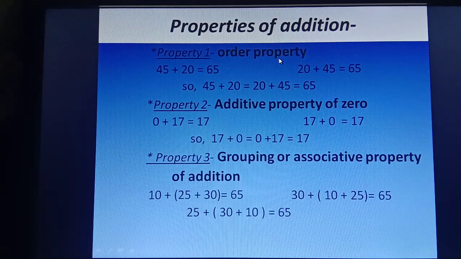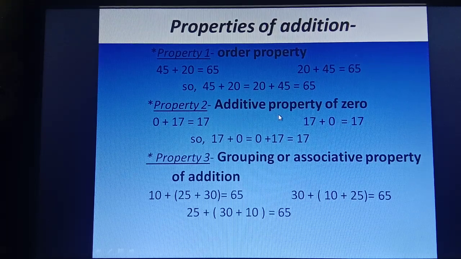Next, property 2, additive property of 0. Whenever you are adding 0 to any number, the answer will be the same. If you are adding 0 plus 17, the answer will be 17. Second, if you are adding 17 plus 0, the answer will be 17.